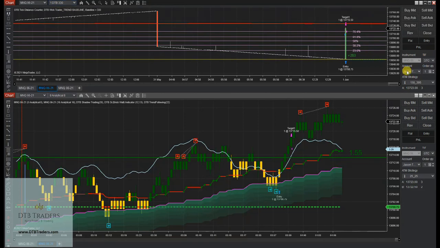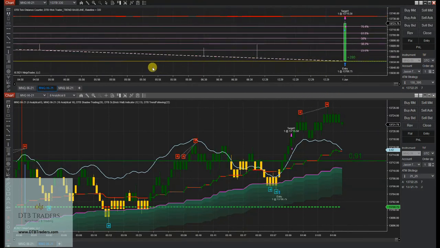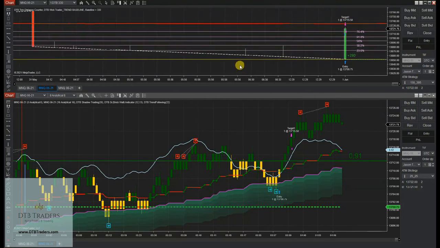We have the 330 chart where this price is rising. There's a chance that this could actually be forming a new baseline going up. So there's all these little factors that could be of assistance in determining where price is more likely to go.